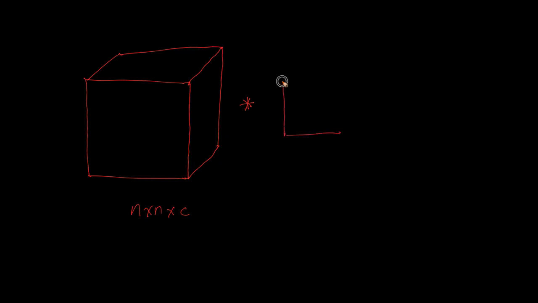So if this is a kernel, I'll require this kernel here. This kernel will be k by k by c. So this c should match with this c, right? Because I'm going to place this kernel on this image, right? So how will I place this kernel? I'll place it like this.